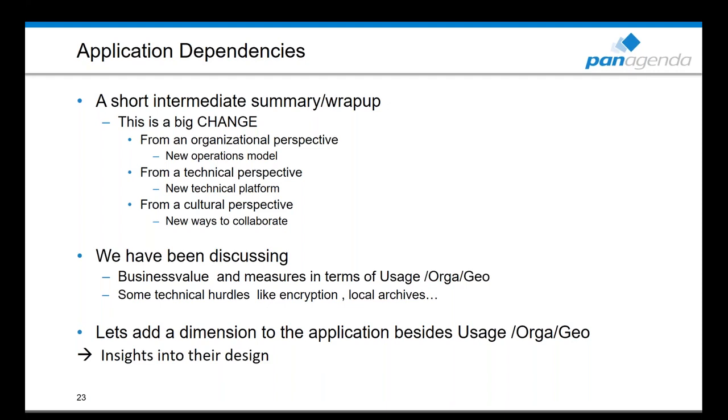Up to now, we were searching for business value and measures for business value with our analytical toolset in terms of usage, organizational, geographical, and insights into your client landscape. Technical hurdles like encryption and archives. I'd like to add a dimension to the mix, which is in applications, in your existing Domino-based applications, besides usage, org, and geo, and this is design.